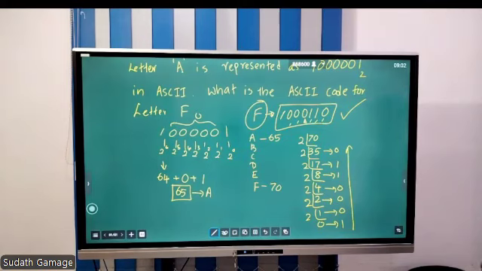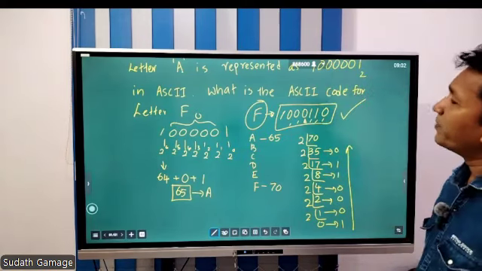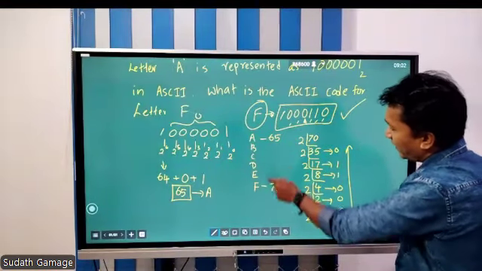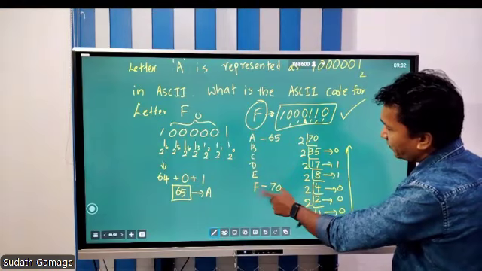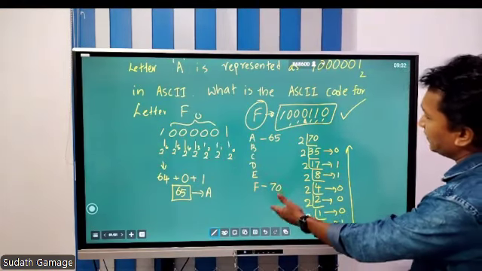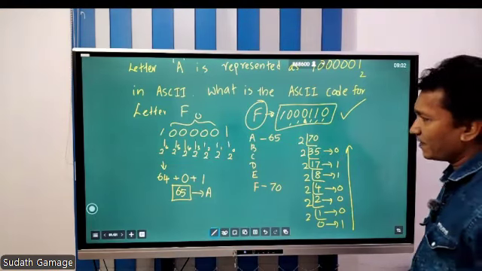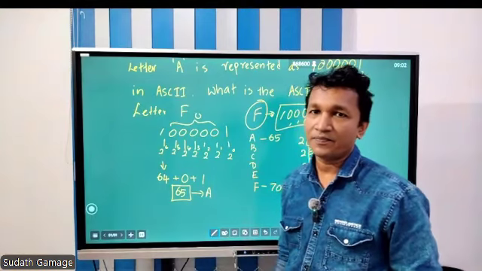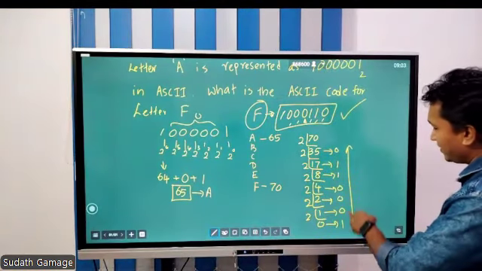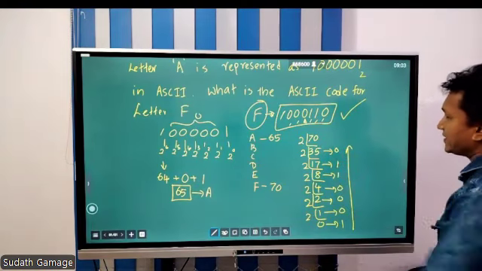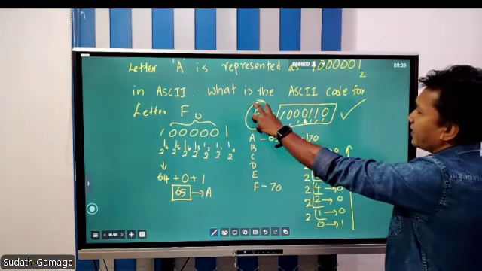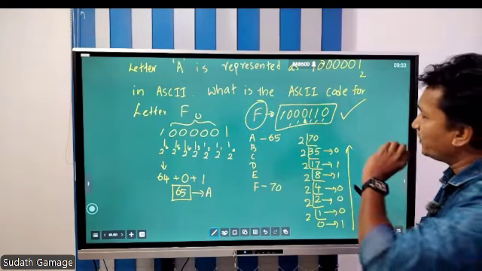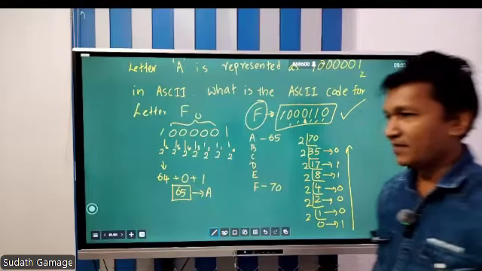This is how we find it. First, if the binary value is given, we have to find the decimal value. From that decimal value, we can find the relevant decimal value for F, right? Then convert that decimal into binary. Why? We have to represent ASCII in binary form. There should be 7 binary digits in ASCII, because we said a character is represented by 7 binary values. So there should be 7 binary numbers.